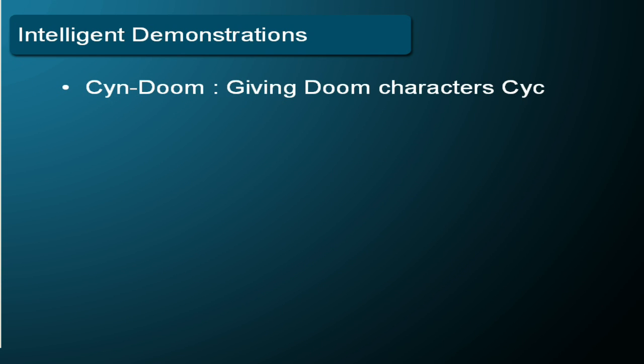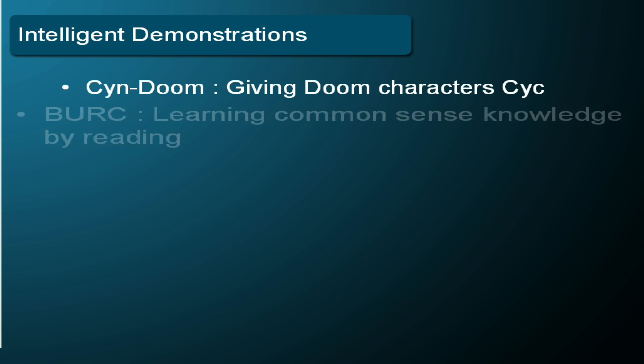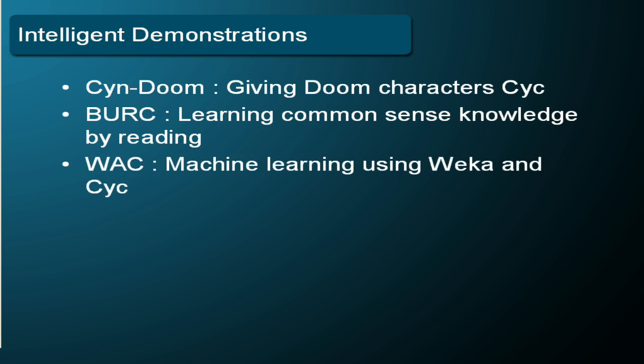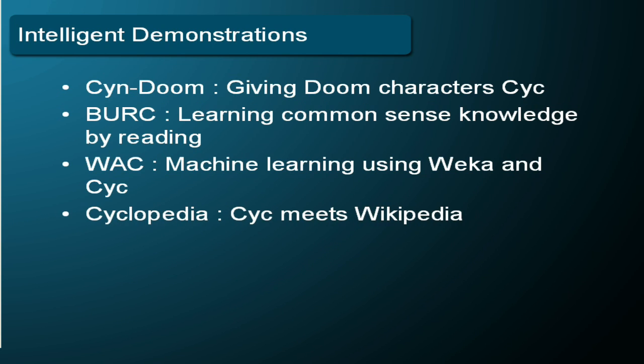CynD explored the use of Psych's knowledge in the environment of a video game, both as an aid towards natural language processing and for environment generation. BURC explored using statistical natural language processing over large bodies of text to extract common sense assertions for inclusion into Psych. Weka and Psych demonstrated giving Psych access to open source machine learning tools to generate new rules and recognition processes for itself. And Cyclopedia covers work on linking Psych's knowledge to the Wikipedia.